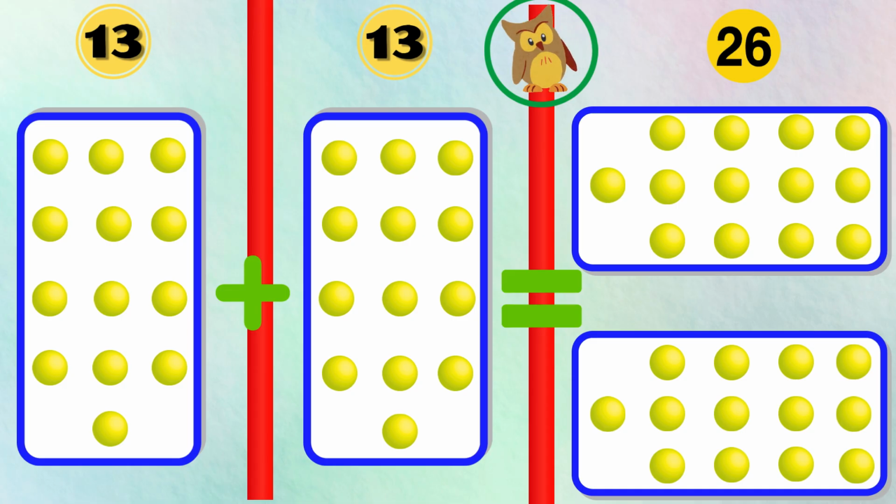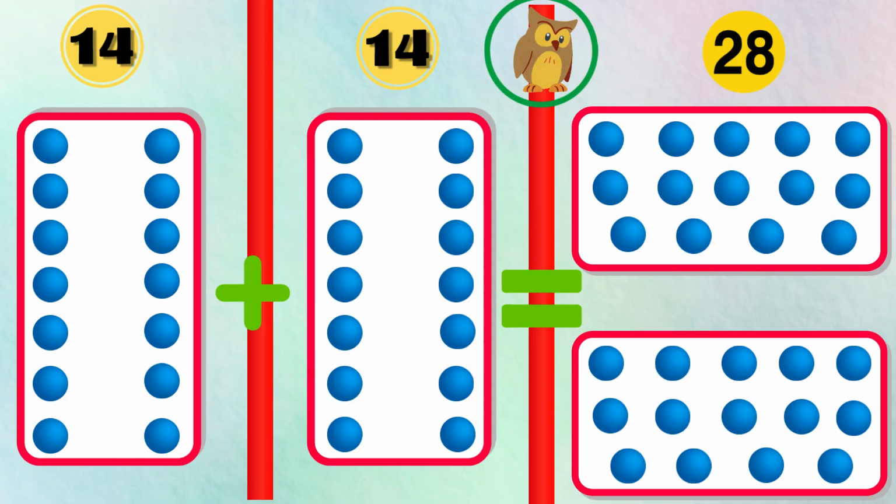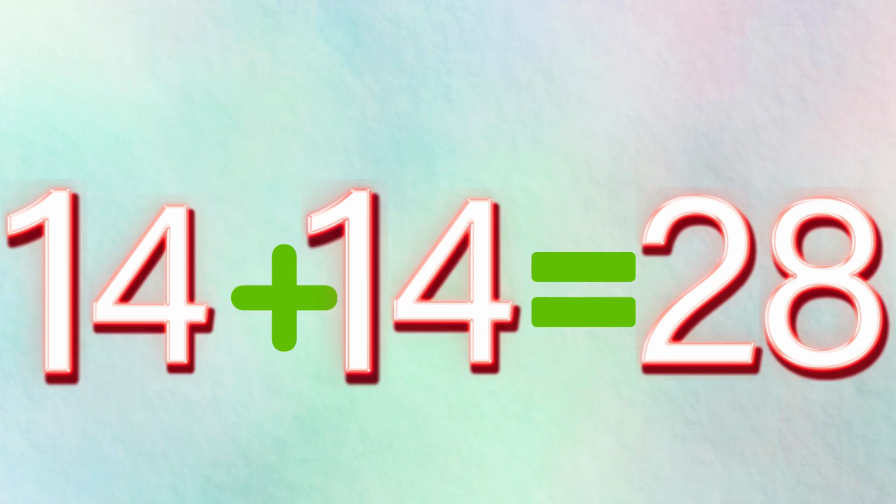Mr. Owl says when we add 13 dots plus 13 more dots, it equals the sum of 26 dots. This is the same as adding the numbers 13 plus 13 equals 26. Mr. Owl says when we add 14 dots plus 14 more dots, it equals the sum of 28 dots. This is the same as adding the numbers 14 plus 14 equals 28.